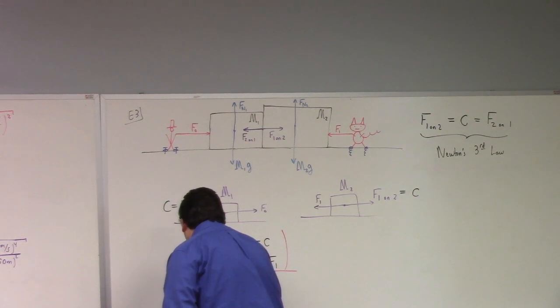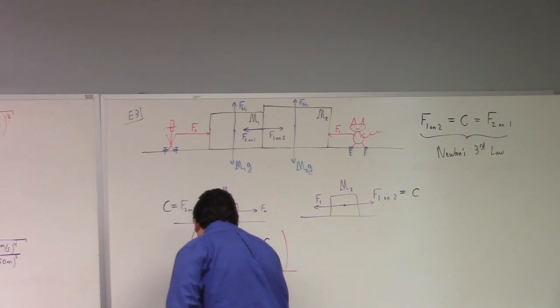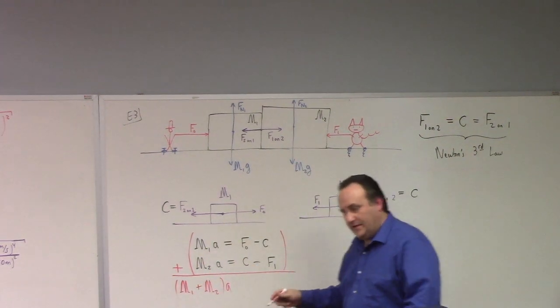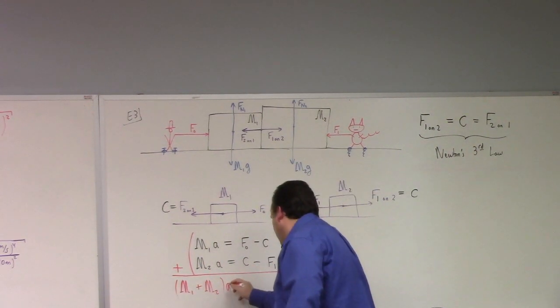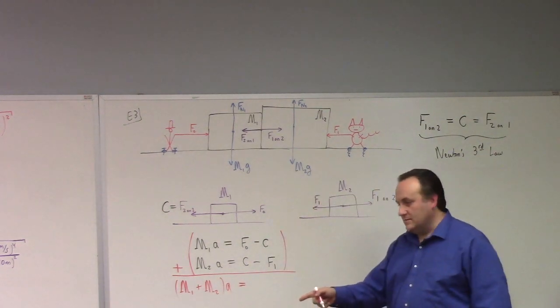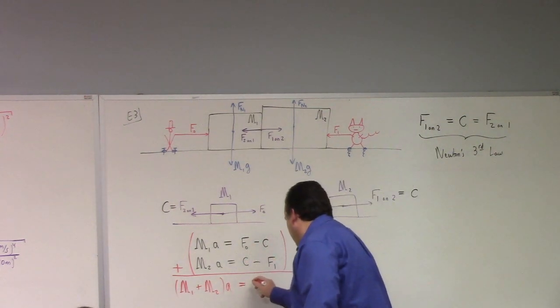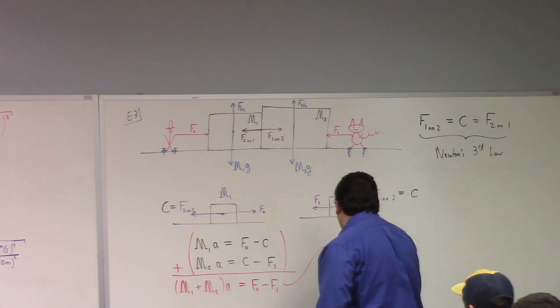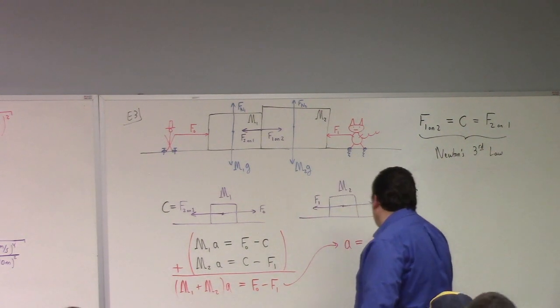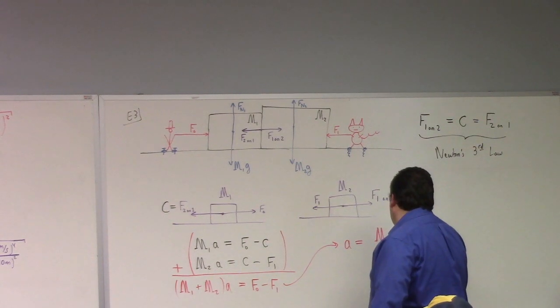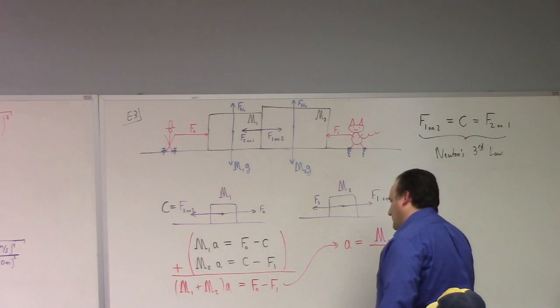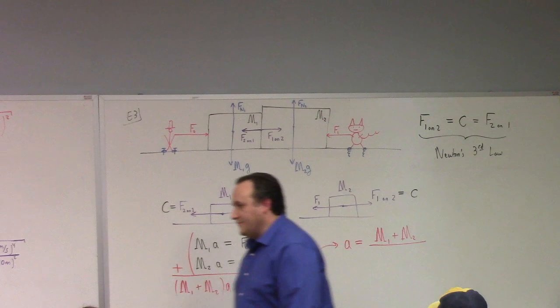So m1 plus m2 times a is what we get from adding the left-hand side to the left-hand side, factoring out a. And on the other side, the c's cancel, and you just get F0 minus F1. Lo and behold, the acceleration is equal to m1 plus m2 divided by, oh, wait a minute. I better think about my life.